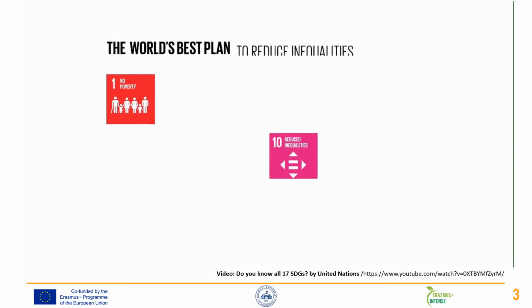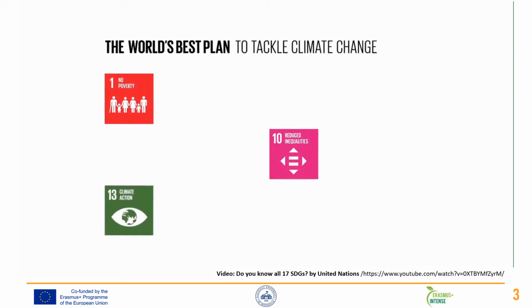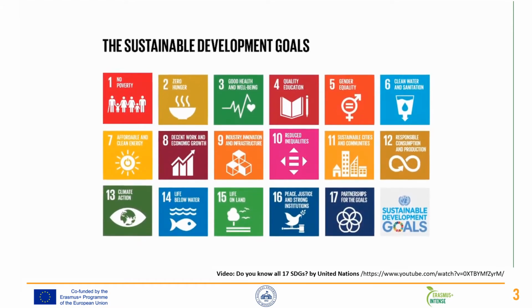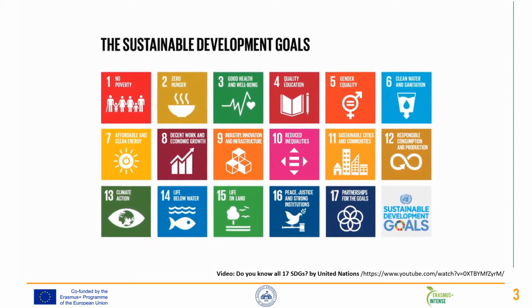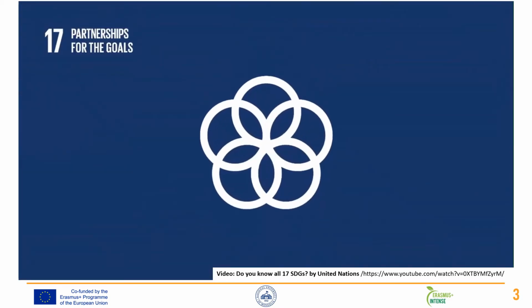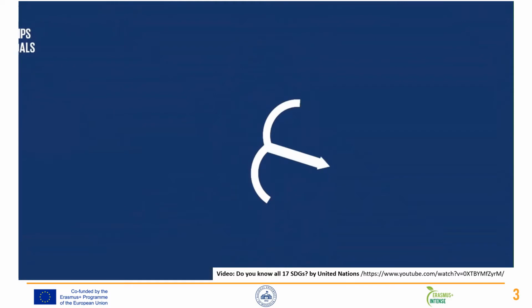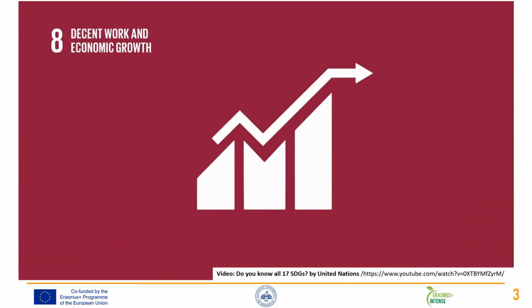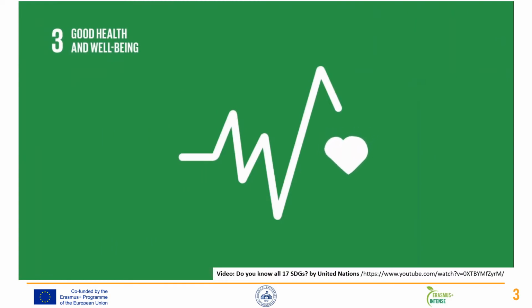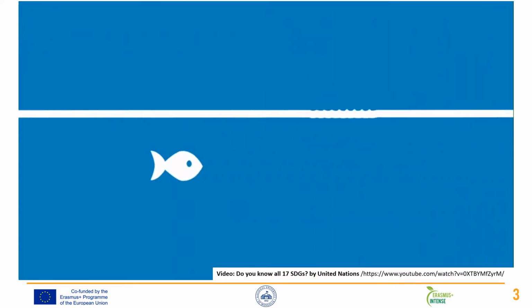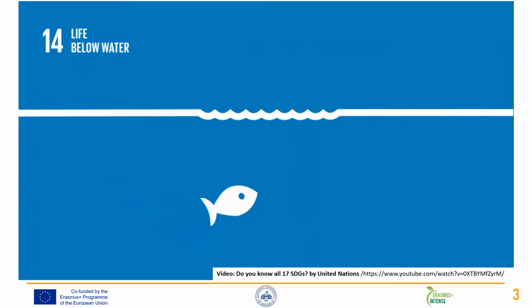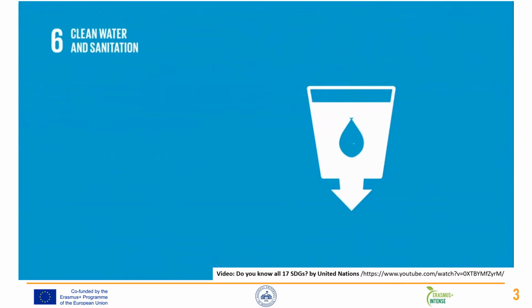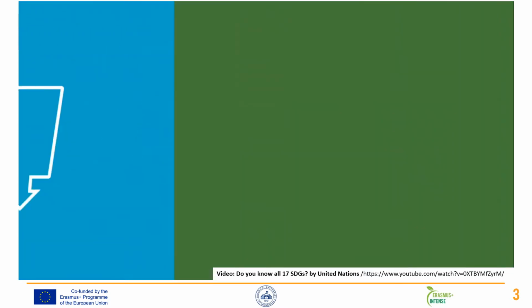First part is an introduction to SDGs. The 2030 Agenda for Sustainable Development, adopted by all United Nations member states in 2015, provides a shared blueprint for peace and prosperity for people and the planet now and into the future. At its heart are the 17 Sustainable Development Goals, which are an urgent call for action by all countries, developed and developing, in a global partnership.